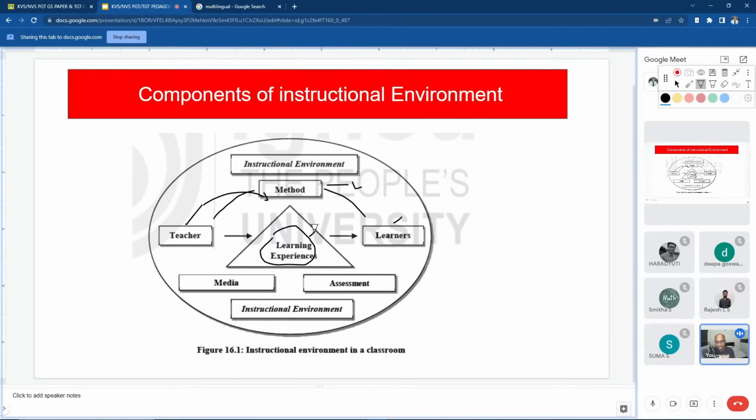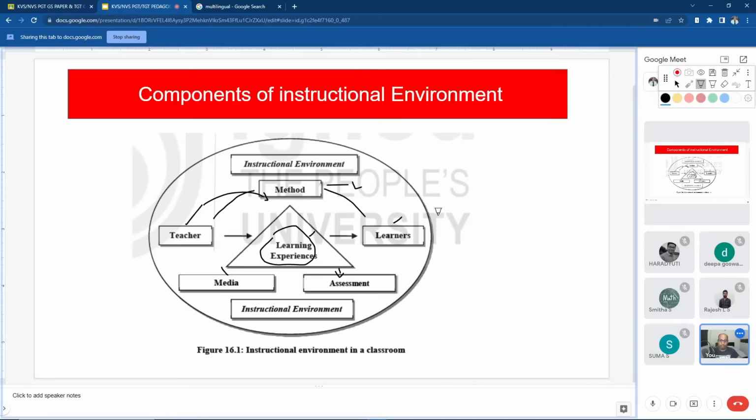That means the teacher's methodology creates learning experiences. Now we are going to use a media, whether it is audio, video, visual, or normal chalk and talk method, and then after completion of this information, now what are we going to do at the final? We are going to assess. So this entire setup will be predefined or pre-decided. What method should be followed to teach which topic? So all those things come under instruction environment.